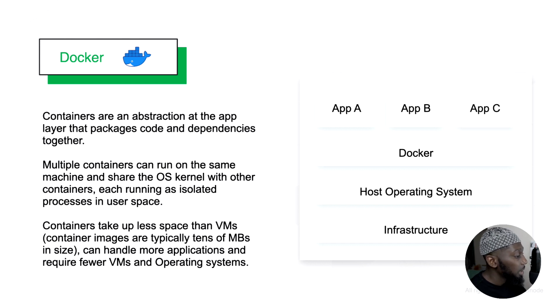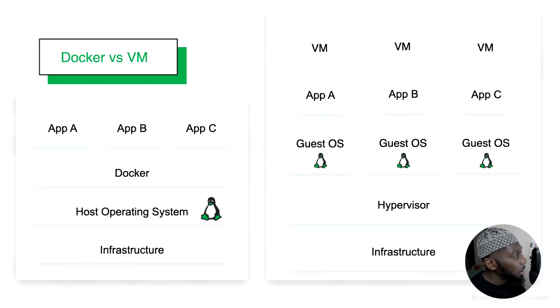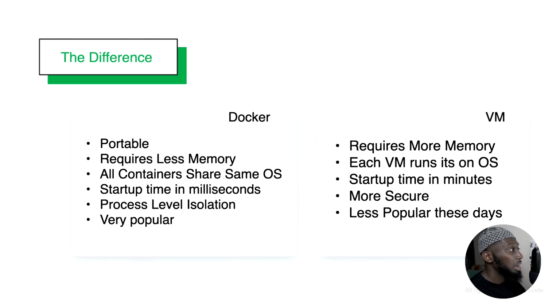Now to put both side by side, so you can see exactly what I mean, is as follows. Here you can see that the only difference really is that you don't have the hypervisor and you have Docker on top of it, and then you don't have a full-blown operating system for each application. There are pros and cons, but the difference really is that Docker is portable, requires less memory. All containers share the same operating system. They start in milliseconds, so it's very fast, process isolation, and it's very popular these days, right?